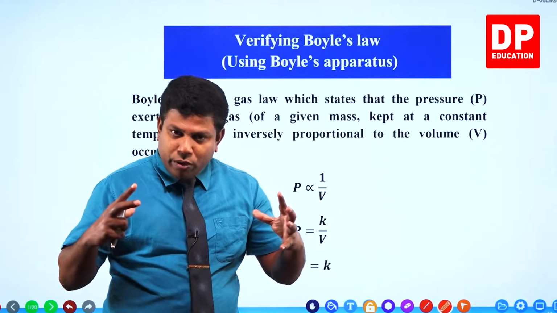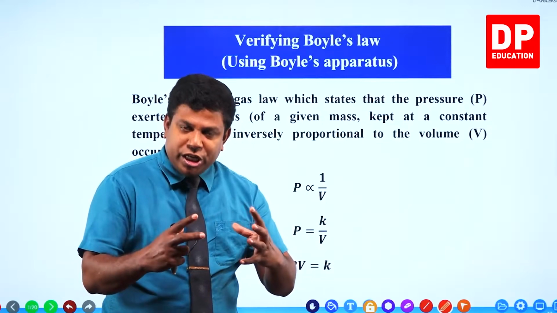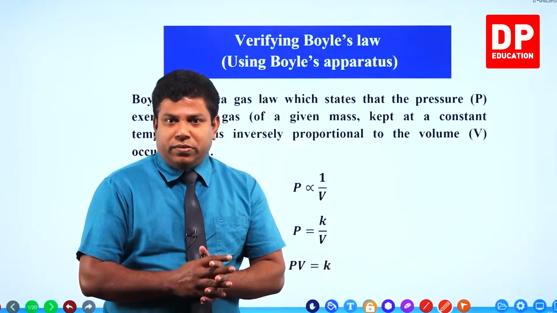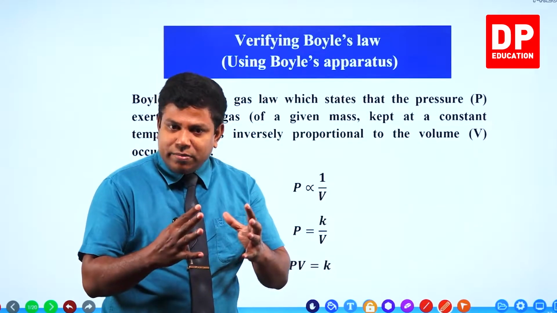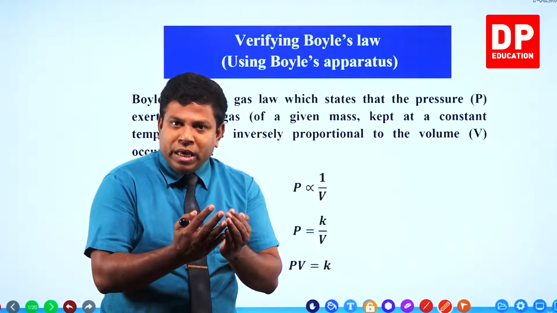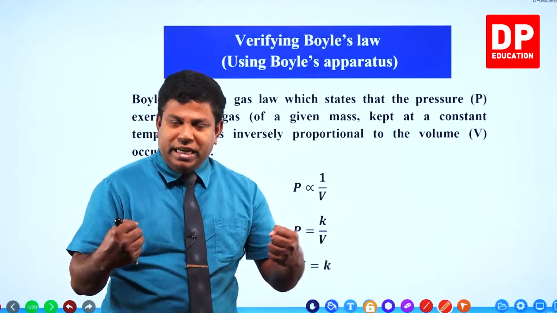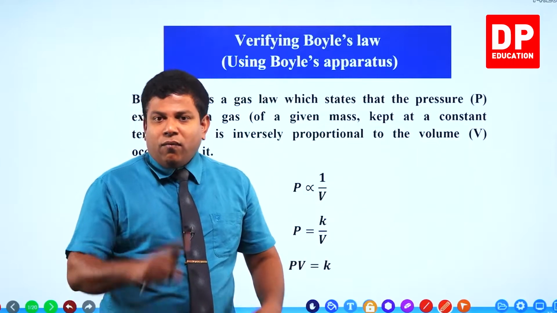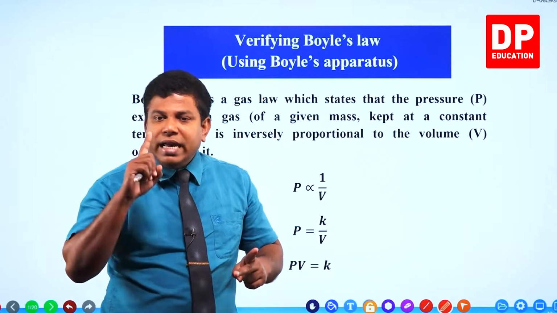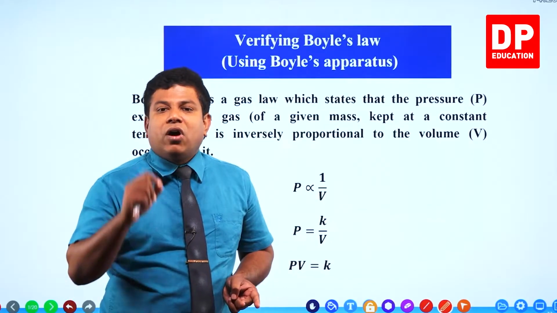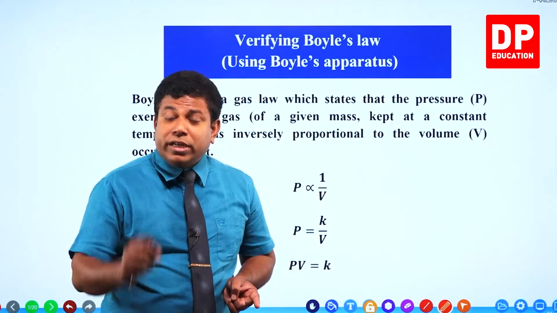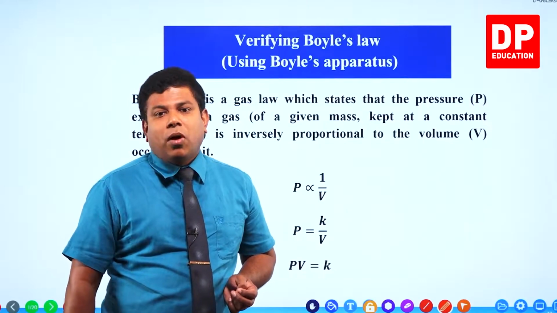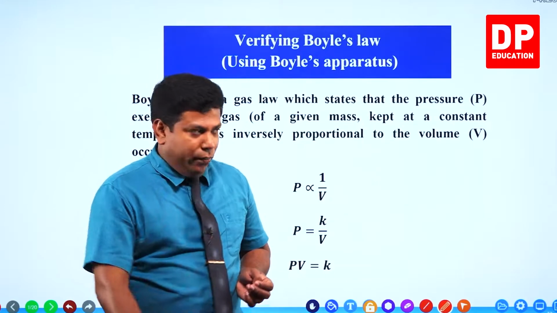That means if you give more and more pressure, volume reduces. We all know that if you compress gas, it takes less volume. If you release the compression, meaning you are reducing the pressure, then it expands, it takes more volume. Volume and pressure are inversely proportionate for a constant mass of gas at constant temperature. This is what Boyle has given as Boyle's law.